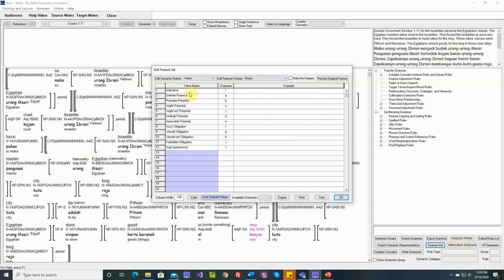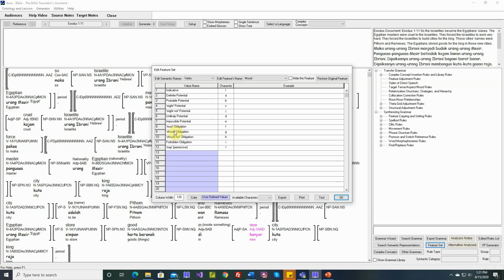Mood. Most verbs are set to indicative, meaning no specific mood is marked. Definite potential means something will definitely happen. Probable potential means it will probably happen. Might potential, might not potential. Unlikely potential means it probably won't happen. And impossible potential means it definitely won't happen.